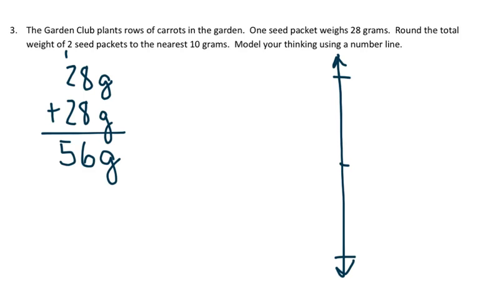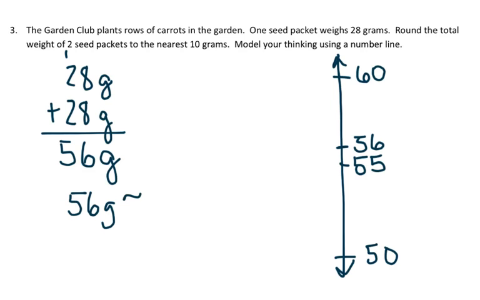So 56 is between 50 and 60, the midpoint being 55. So 56 would be right about here. So 56 is above the midpoint, which means it's closer to 60. So 56 grams is about 60 grams.